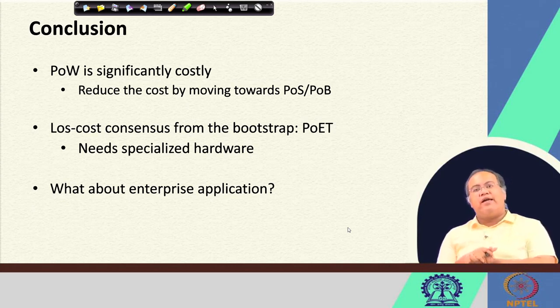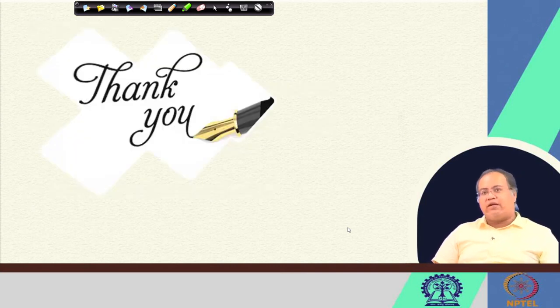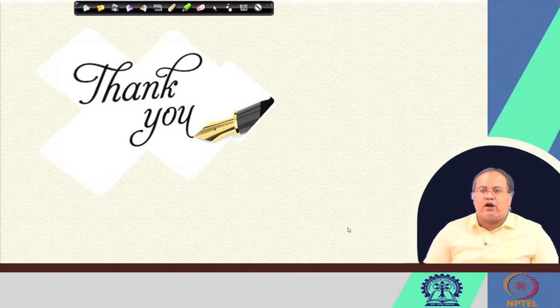With that we complete our discussion on the consensus mechanism in a permissionless model, or an open blockchain network. From the next lecture we will start our discussion on the consensus mechanism in the closed blockchain network, or the permissioned blockchain network. So, thank you all for attending this part of the lecture. Hope to see you all in the next lecture.